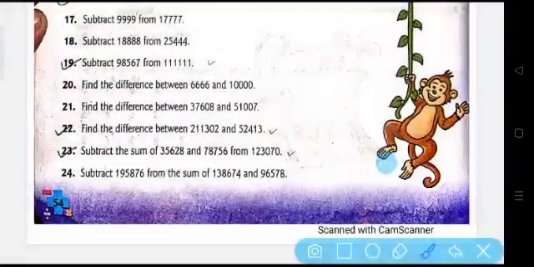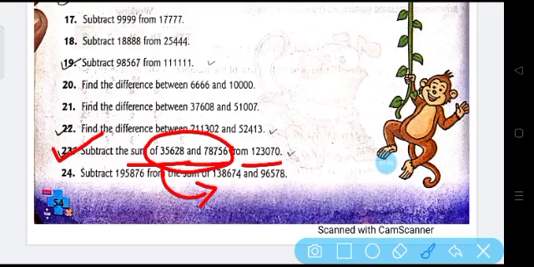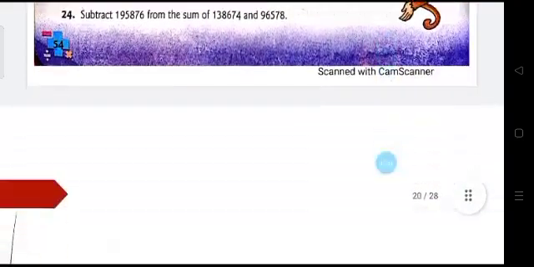Now let us see question number 23, students. Question number 23 is: subtract the sum of 35,628 and 78,756 from 1,23,070. It means, students, first you have to add these two numbers, and then the answer which you obtain after adding, you have to subtract from the given part, that is 1,23,070.